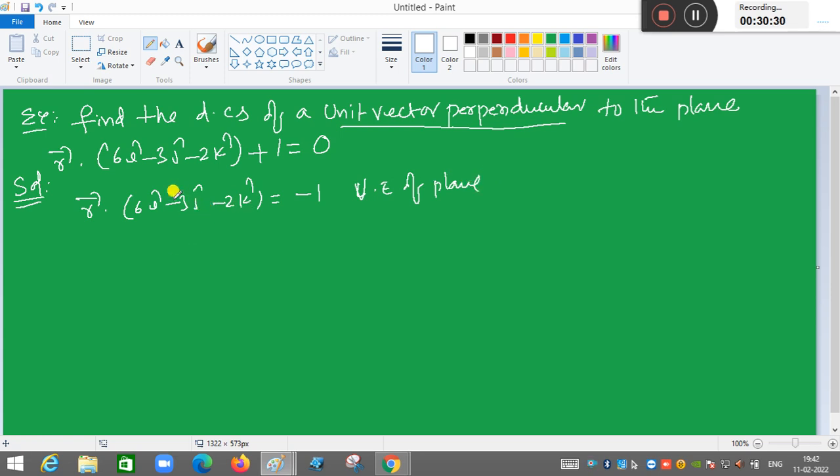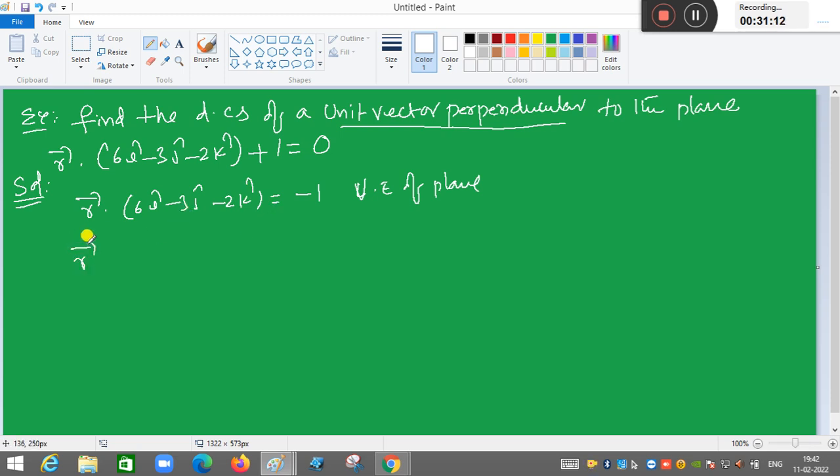See, first we have to verify whether this is n cap or n bar. If it is n cap, d should not be negative, because it is a perpendicular distance. So this is not n cap, let us verify: 6 square plus 3 square plus 2 square is not equal to 1. Therefore it is not a unit vector. Now make it a unit vector.